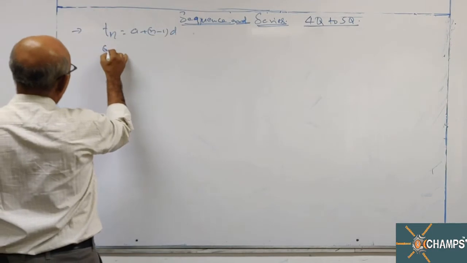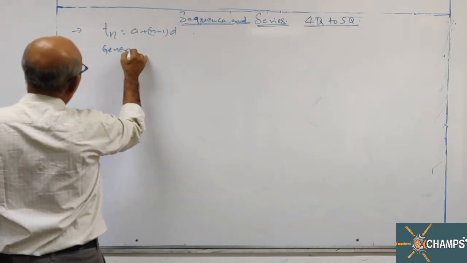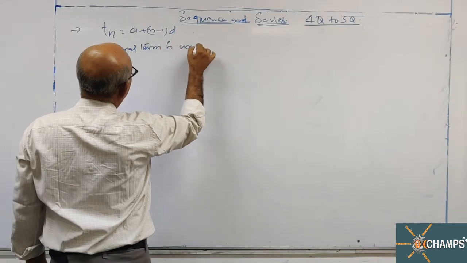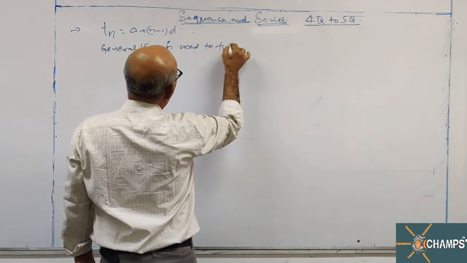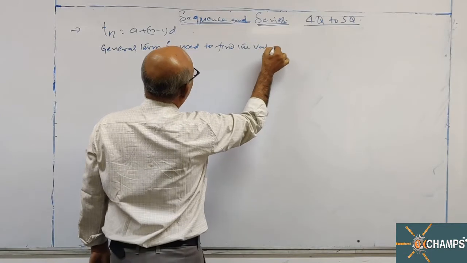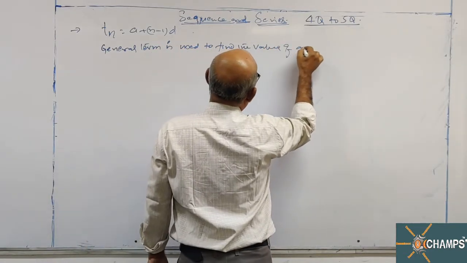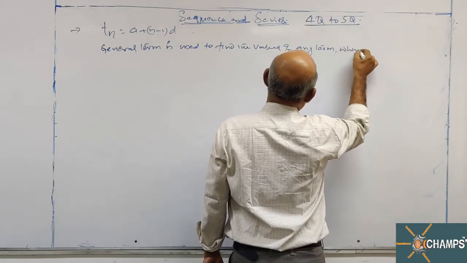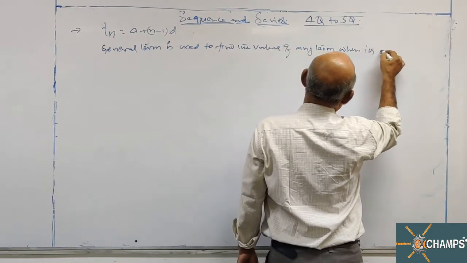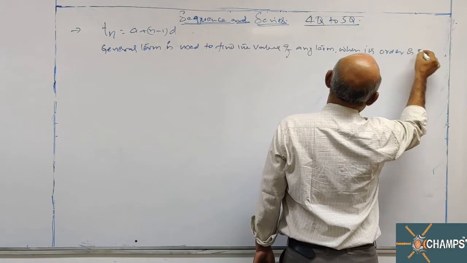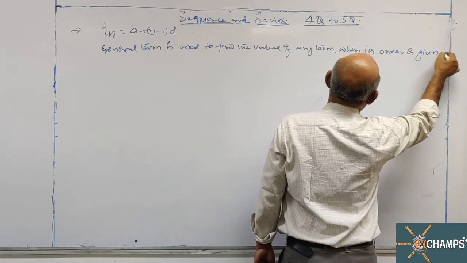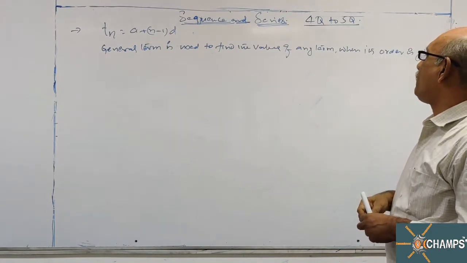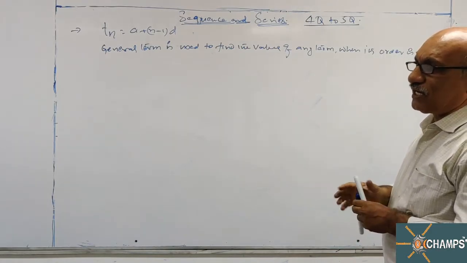So general term is used to find the value of any term when its order is given.